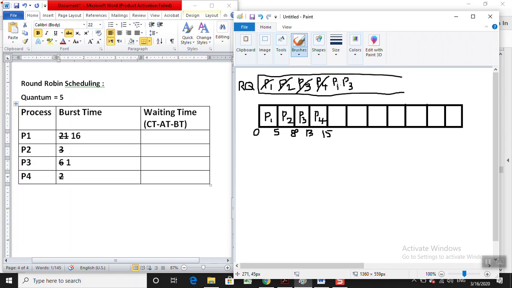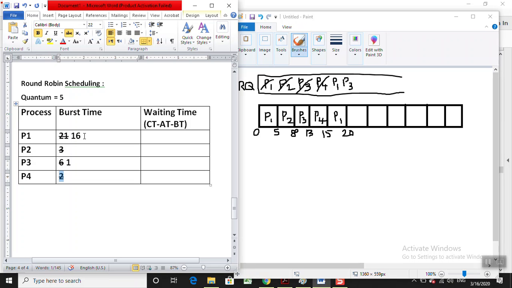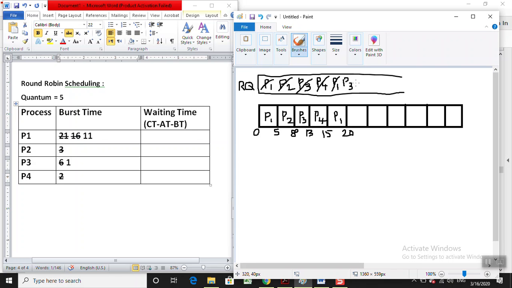Now P1 is again in the queue, so P1 will continue its execution. We have 16 more time to finish, but it will execute only for 5 seconds, that is the quantum. So 15 plus 5 is 20. How much time is left for P1 now? 16 minus 5, that is 11 seconds left. So I'll remove P1 here and reschedule it after P3.